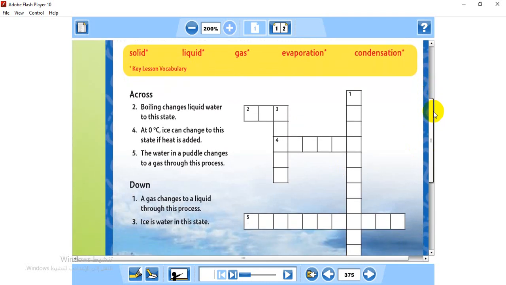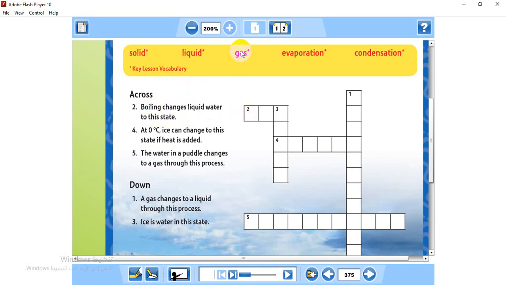So let's now start with number two, across. Okay, number two, across. The boiling changes liquid water to this state. What is the state exactly that boiling changes liquid water to, guys? Try to remember, guys. I solved it many times with you.